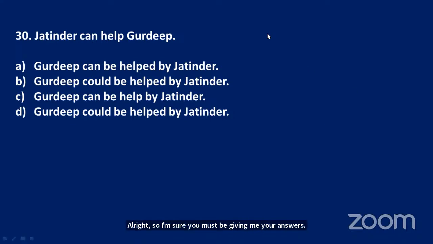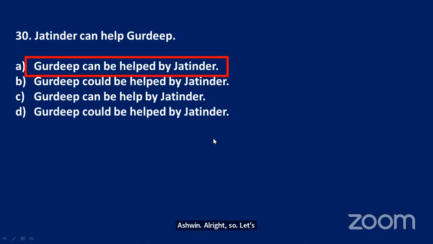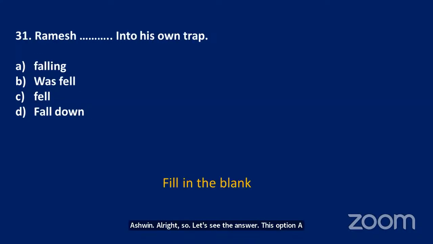I want everybody to give me the answer. All right, so Vasila, Ashwin. All right, so let's see the answer. It is option A. Gurdeep can be helped by Jatinder. All right, see the next question.